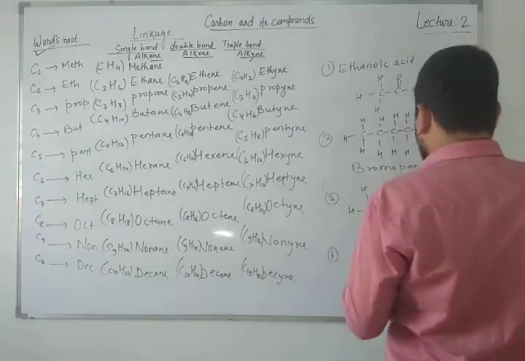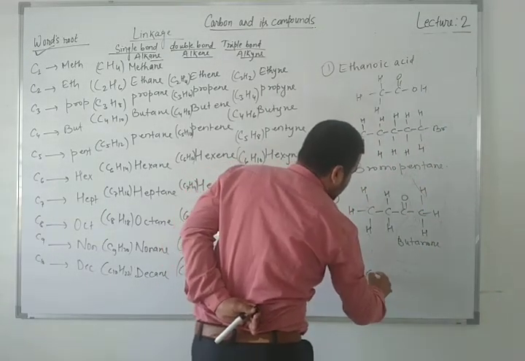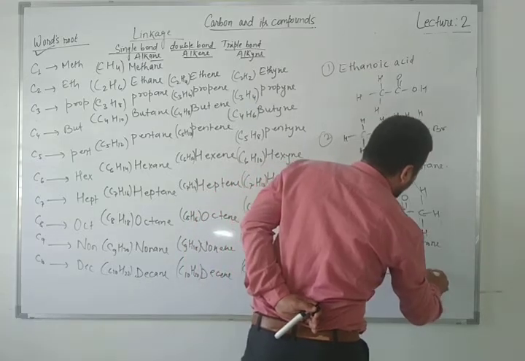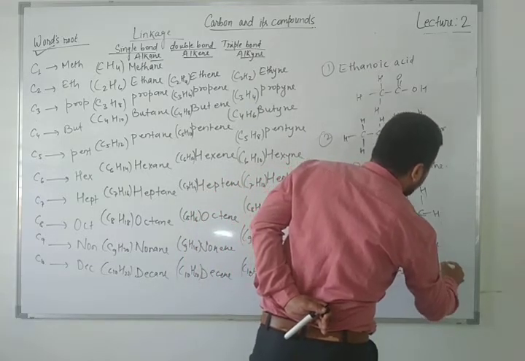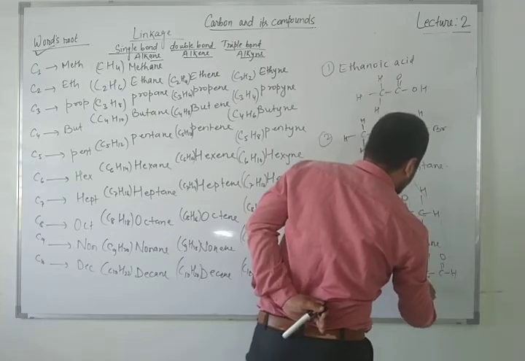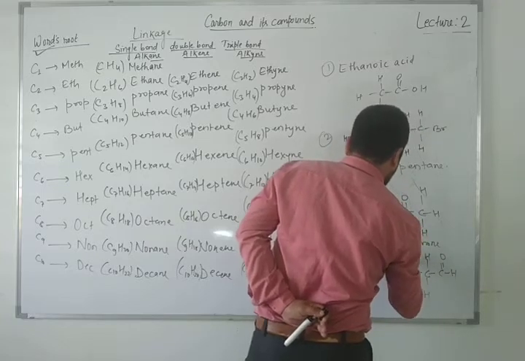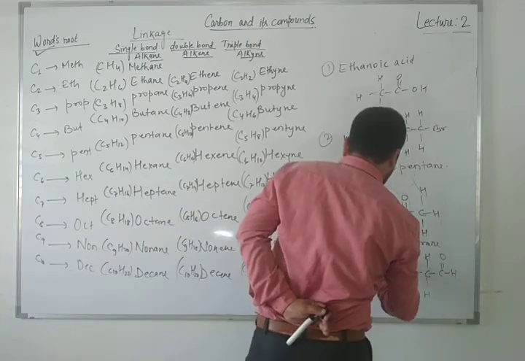And the last one is hexanal. Hexanal. Al means aldehyde. So 6 carbons. First of all, 5 carbons, 1, 2, 3, 4, 5, and the 6th carbon has the CHO group, the aldehyde group. So hexanal. So this is the structure of hexanal. So in this way, I hope you can write the compound's name.